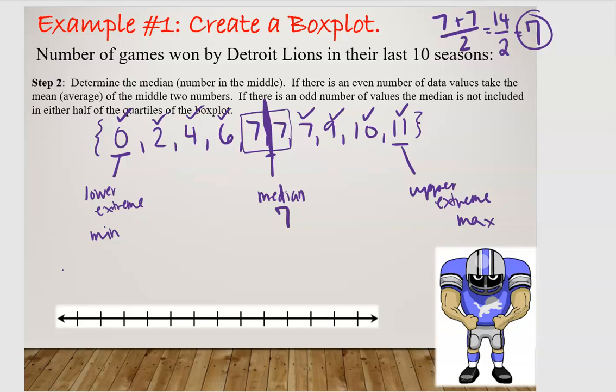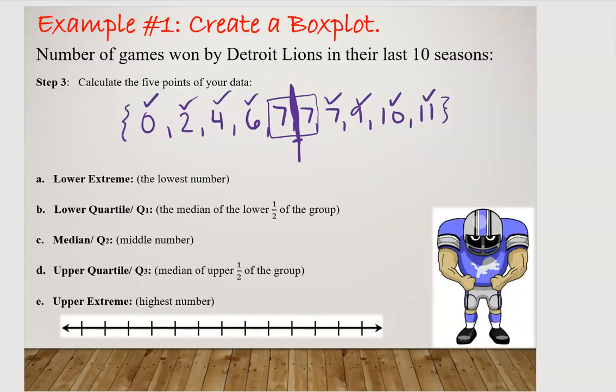So now we've done step 2. Our next step is to calculate that 5-number summary. Our lower extreme is our lowest number, which we know is just 0. Our upper extreme is that highest number, which we know is 11. We have calculated our median, which is that 7 wedged in between those 7s that we have.